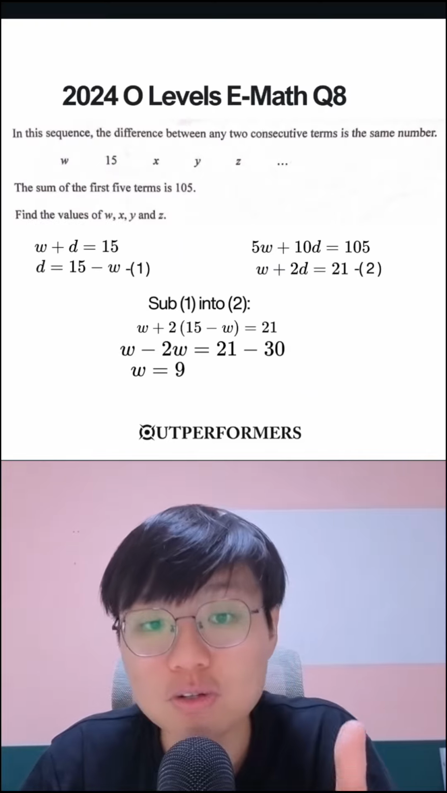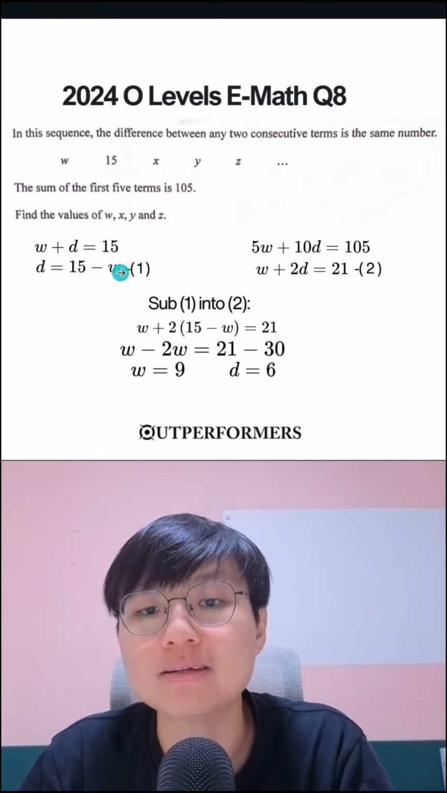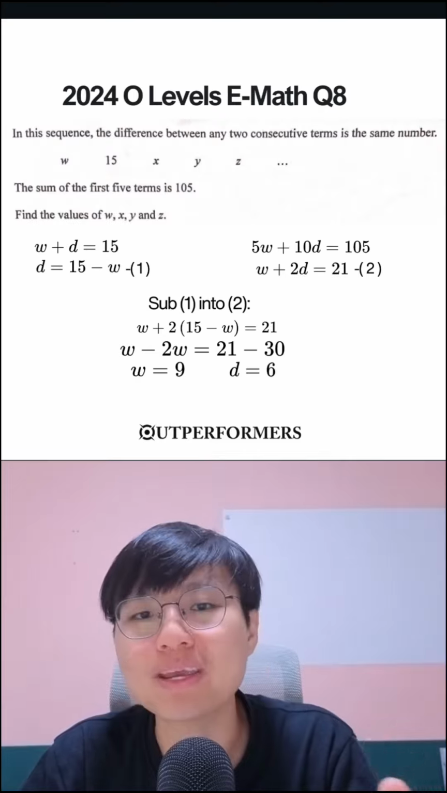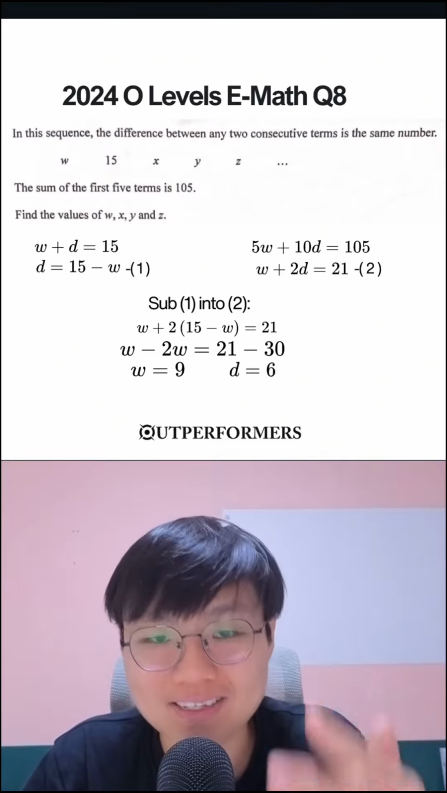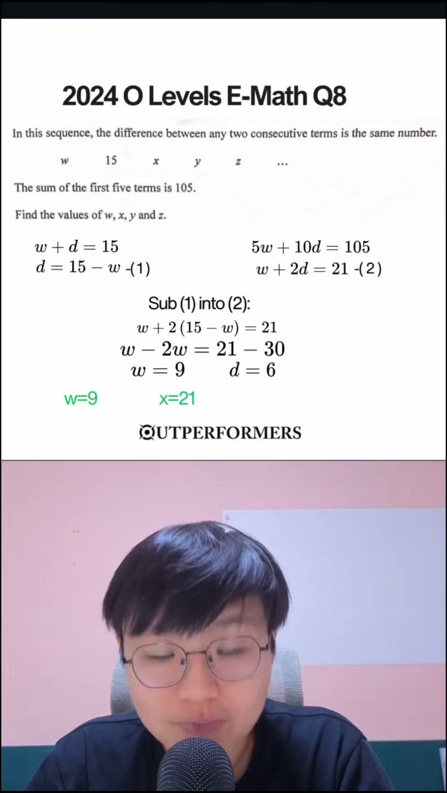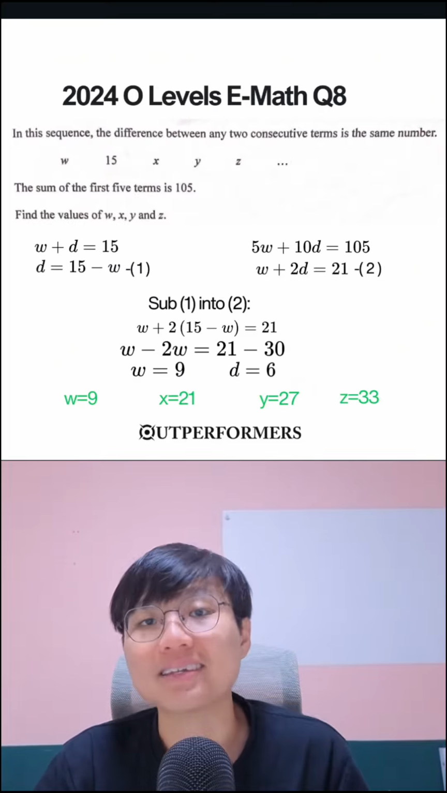Once you have W equals 9, you can sub it back into equation 1 to have 15 minus 9 to give us D equals 6. And with that, you'll be able to find your X, Y, and Z. Your W is 9, your X is 21, and Y is 27. Last but not least, Z is 33.